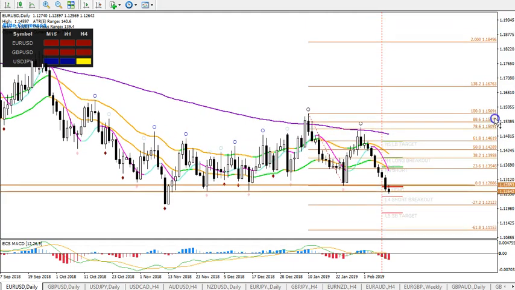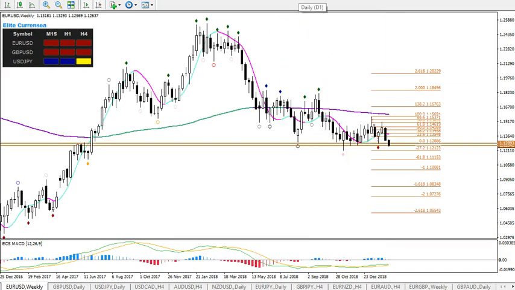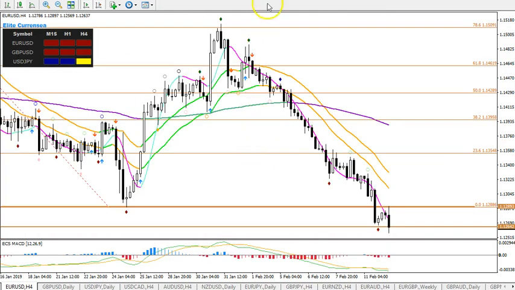That could be very interesting for downside trades. But I'm not going to trade it right here. It could also easily be an ABC zigzag. So I'm going to wait for a clear daily breakout for the moment. That's about it, I think, from the euro dollar, what I wanted to mention.